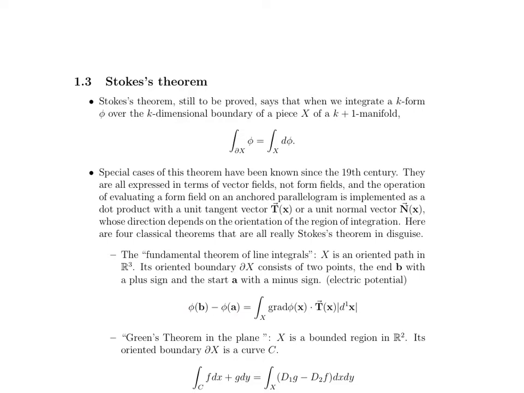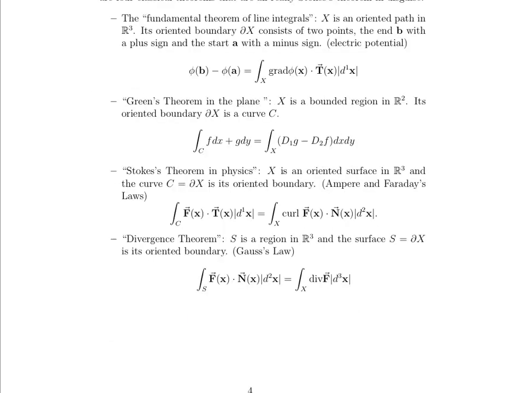Now, Green's theorem in the plane, let's scroll down a bit. What we have is a bounded region in R2, that's x, and then the boundary of that is a curve C. And so we have a choice here. We can either compute f dx plus g dy over the boundary, or we can do the partial derivative of g with respect to x minus the partial derivative of f with respect to y, and do that over the entire interior. This ends up being a notion of two-dimensional curl through the interior region.